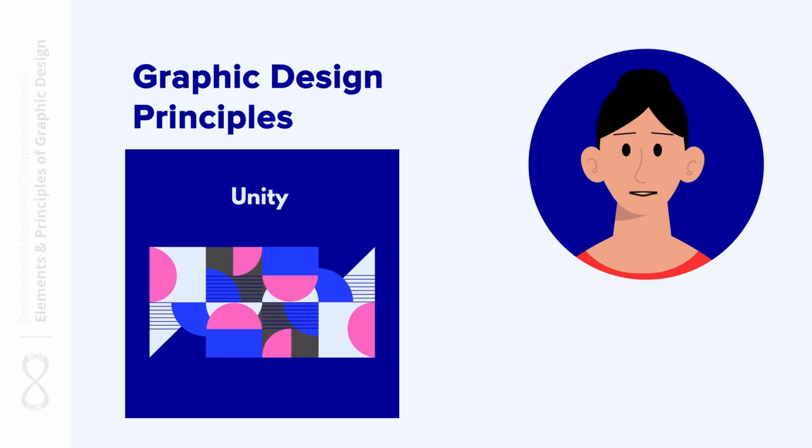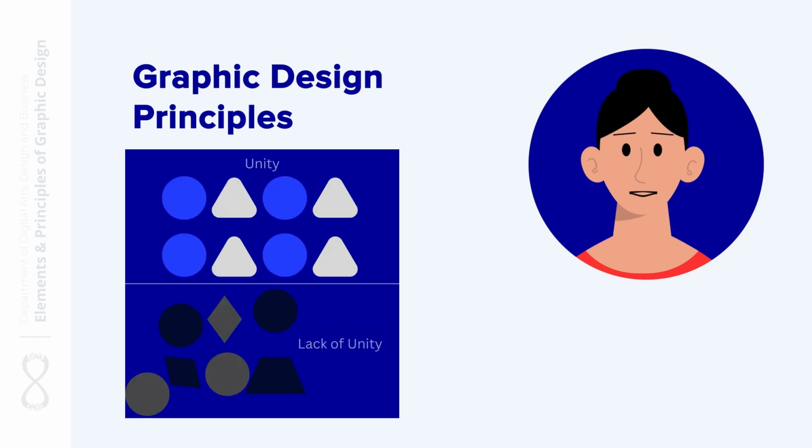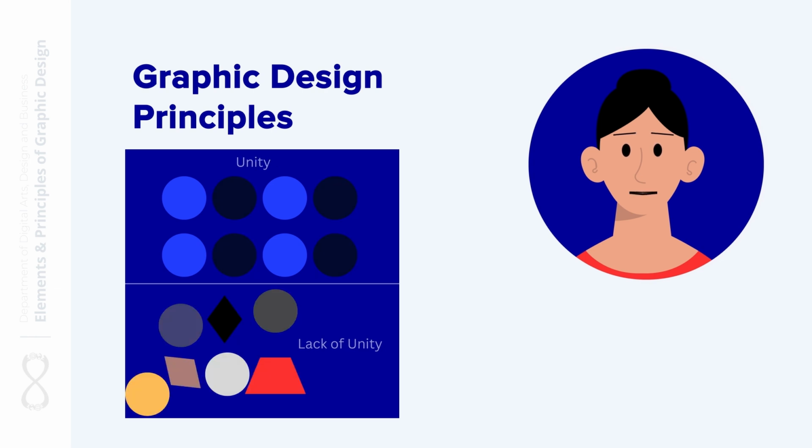Now let's discuss unity. Unity ensures that all elements work harmoniously together, bringing together unrelated parts. This cohesiveness can be achieved through consistent color schemes, similar shapes, and complementary typography. In contrast, poor unity can create a disjointed appearance, distracting the viewers and diminishing the overall effectiveness of your design. The goal is to create an experience that feels complete, professional, and well thought out.